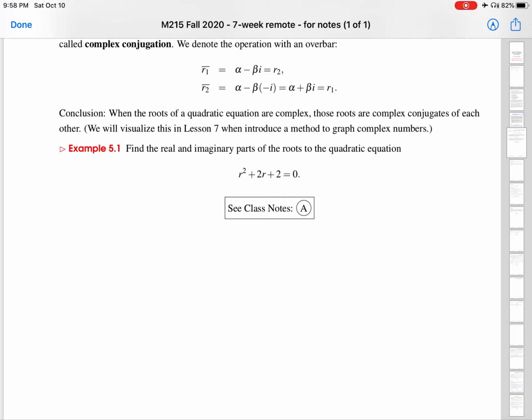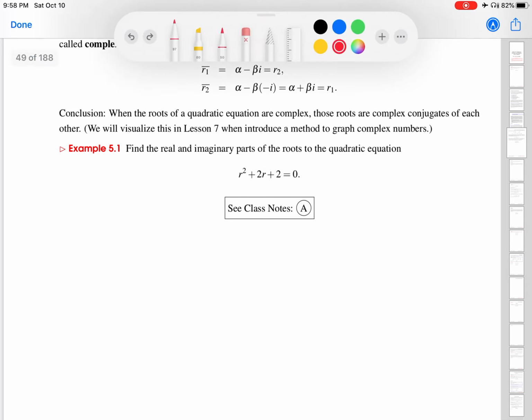So let's talk about class notes A in lesson 5. In this example, we want to find the real and imaginary parts of the roots to the quadratic equation, this one. All right, so first thing we want to do is actually solve this to find the roots, and then we will extract the real and imaginary ones.